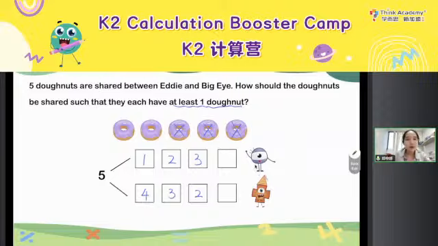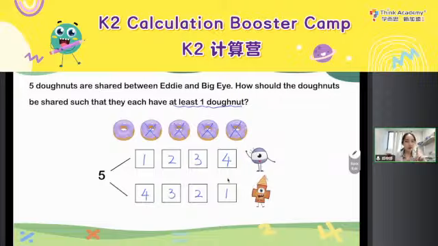Then, what about the last one? So still, Big Eye is so greedy. Big Eye still wants more. Can it have more? Of course, right? So now, what about I say for Big Eye, it has 4 donuts in here. Then how many for Addie? We cross out 1, 2, 3, 4. 4 donuts. So only 1 donut for Addie.